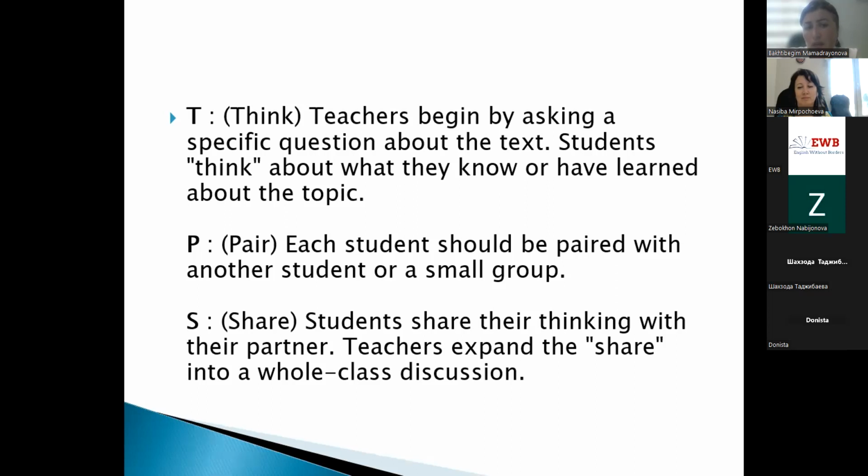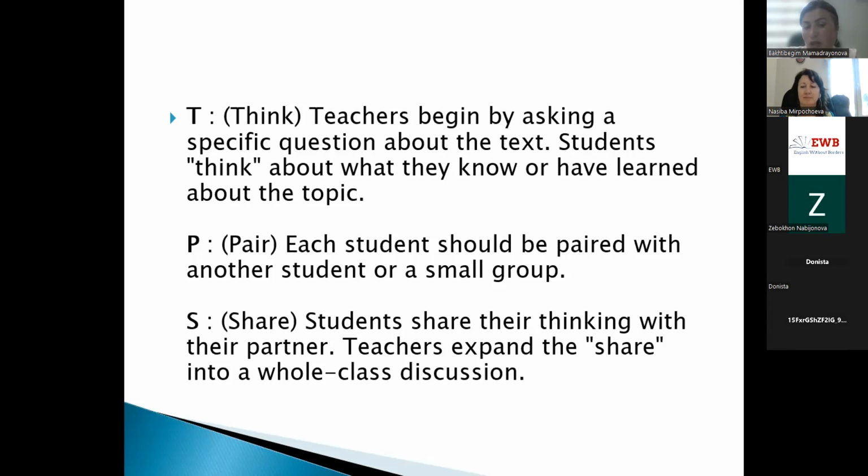Then each student should be paired with another student or a small group. When they think, they can express their thoughts to each other. Is it in pairs or in small groups? It doesn't matter. When they share their thoughts with each other, they're in pairs. Each student should be paired. When they are paired, they share their thinking with their partner.